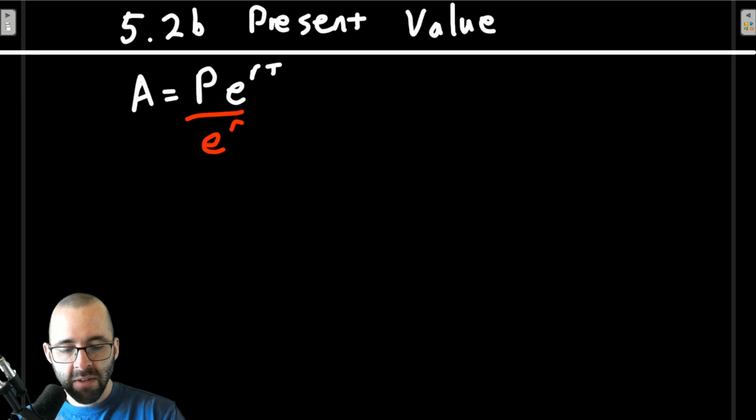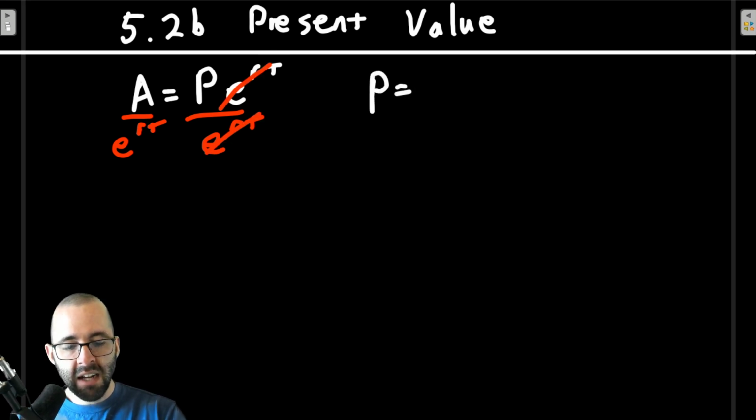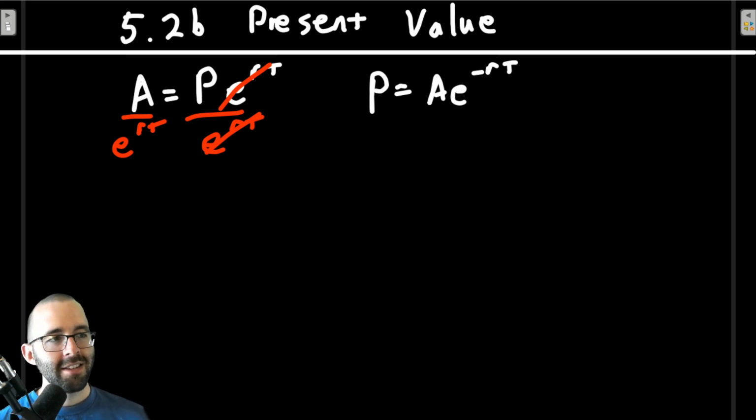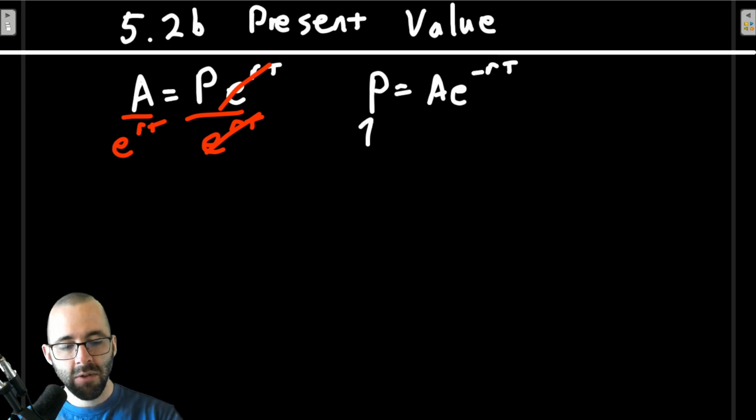So if we solve for P, we divide both sides by e to the RT. Then on the right-hand side, it cancels, and we're left with P is equal to A divided by e to the RT. e to the RT is in the denominator, and a denominator is a negative exponent. Okay, so this is a formula we can use for the present value.